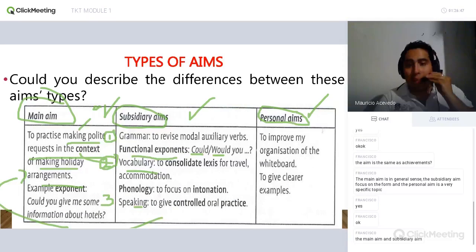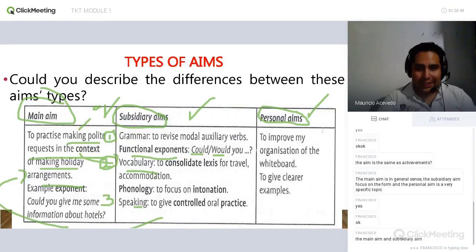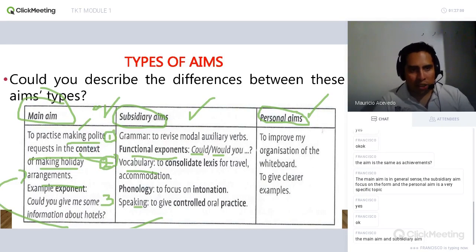Okay, very good. Me too. Me too, Francisco, indeed. I only write the main aim and subsidiary aim. I think we have the same one. We are adapted with the SEP, with the step ones. And we are only asked to write the main aim and the subsidiary aim.